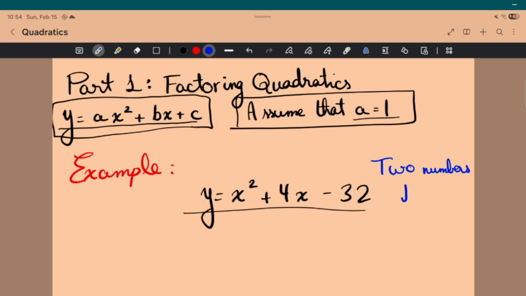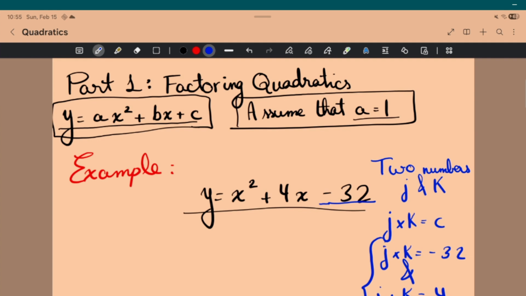We're going to call these numbers j and k, such that j times k will give us c. And what's c? C is minus 32. So j times k will give us minus 32, and j plus k will give us 4. So in order to figure these two numbers out, we're going to have to think a little bit. And let's think of the possible numbers that when we multiply them together, we're going to get 32.